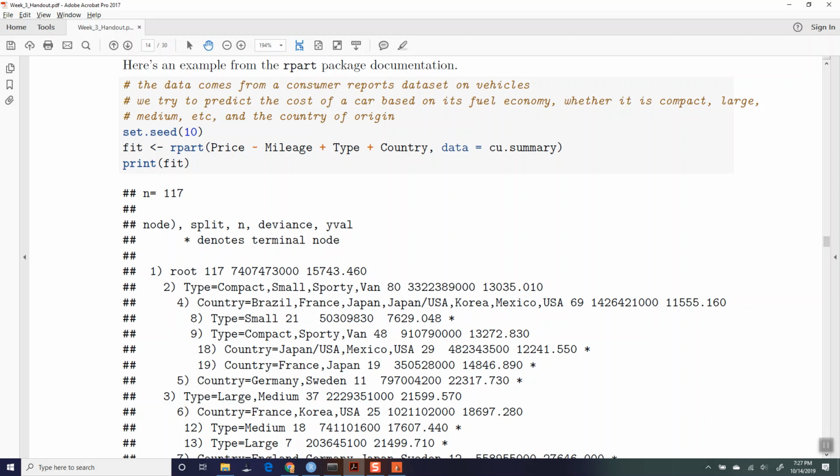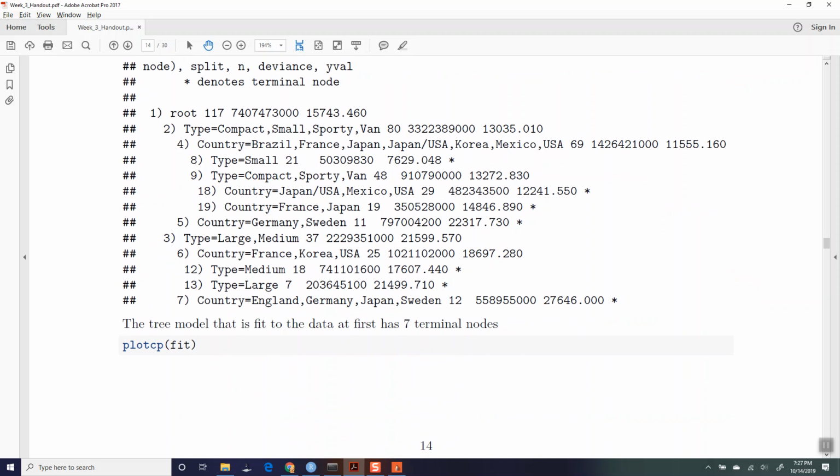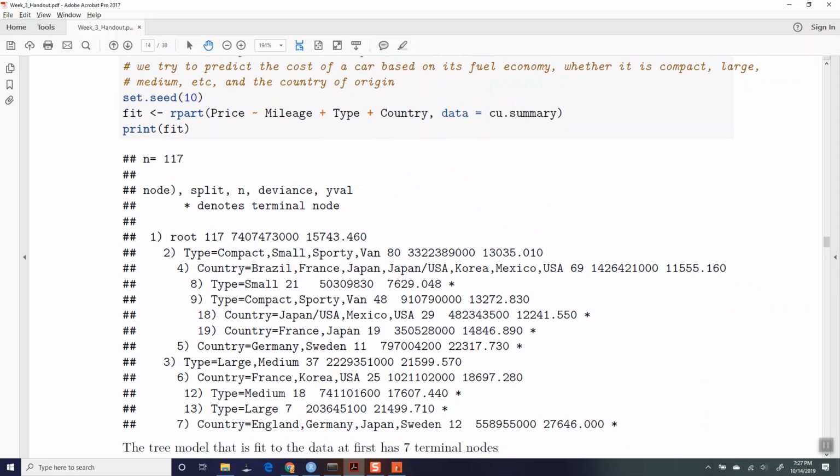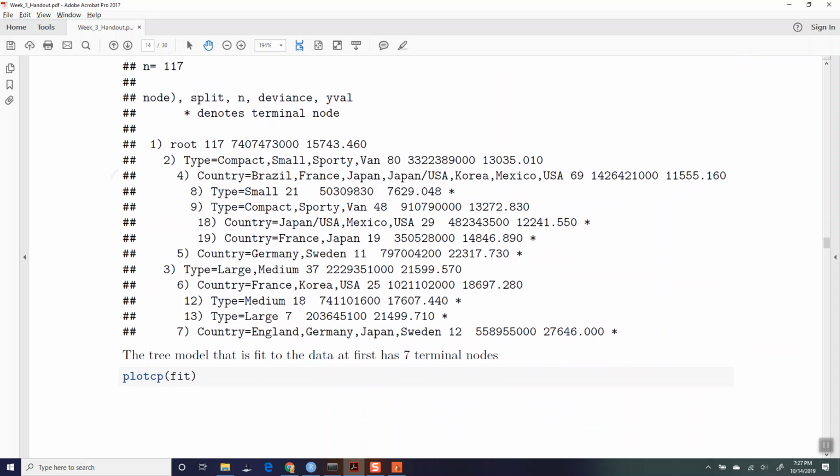This is like old data, right? So I don't know how good of a model you have. Anyway, here we just say go ahead and make a tree. I just used the default settings, and it made 7 terminal nodes, okay?